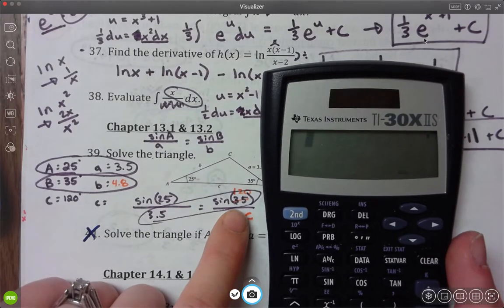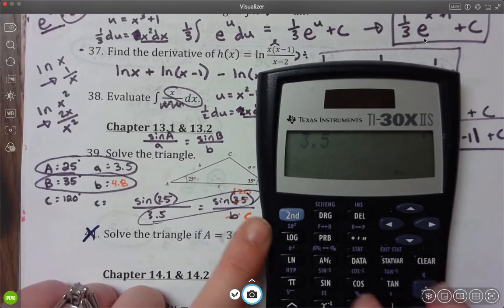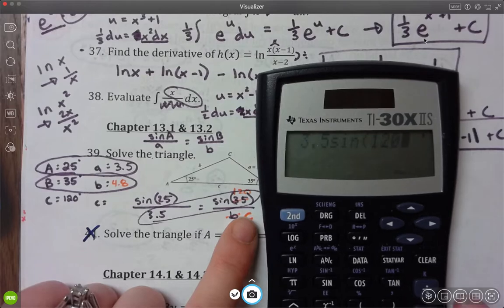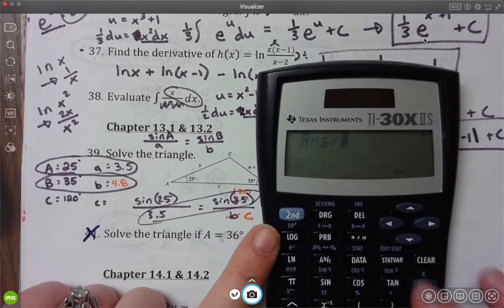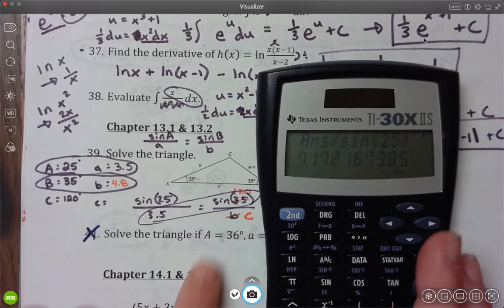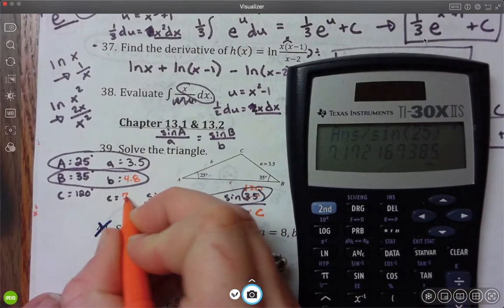Okay, so I have 3.5 sine of 120. And then I'm going to divide that by sine of 25. Okay, and 7.2 is what C will be. So that's what he will look like.